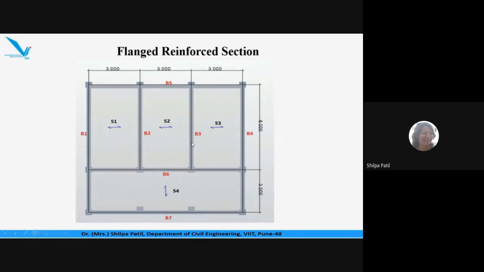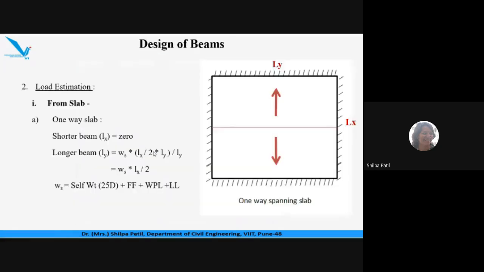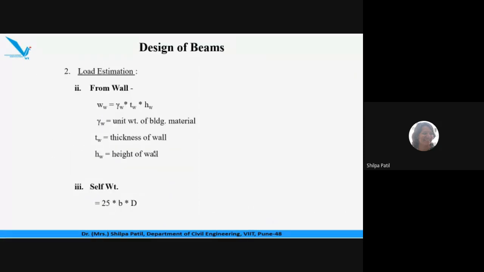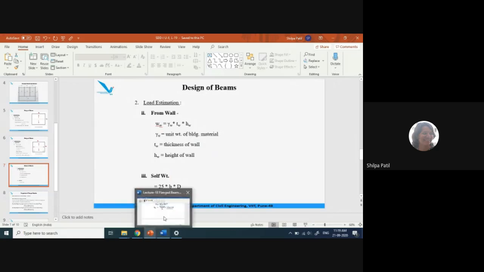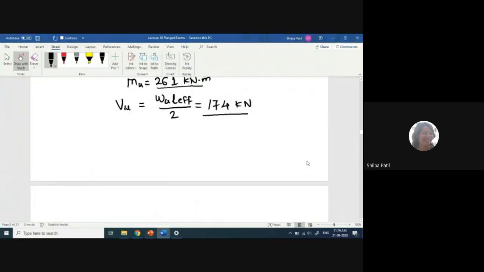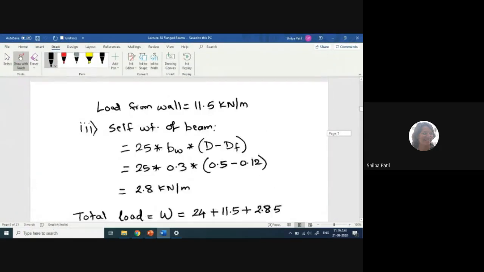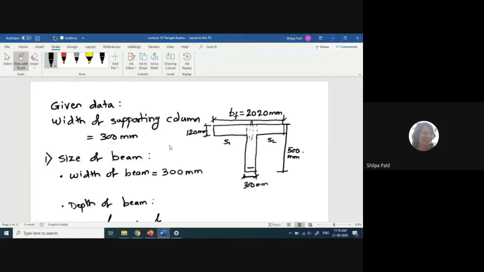Both these slabs are one-way slabs, so the load transferred from these slabs is calculated. Then the load coming from the wall was also calculated, self weight was also calculated, and then further we calculated the bending moment and shear force. So this was the calculation part. I will quickly go through the calculation part.